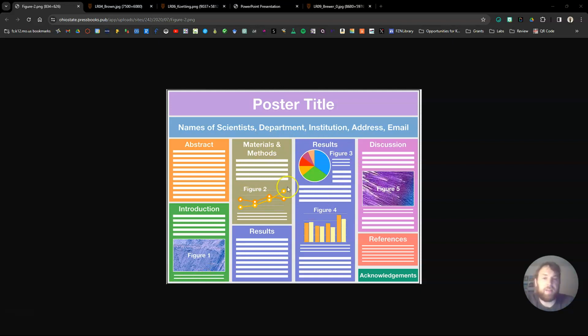Then when we look at the materials and methods section, you might ask yourself, well, I didn't really have any methods. I just looked for a bunch of case studies. And I would argue that is a methodology.